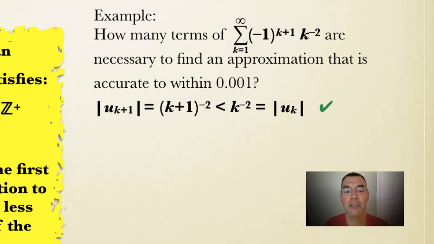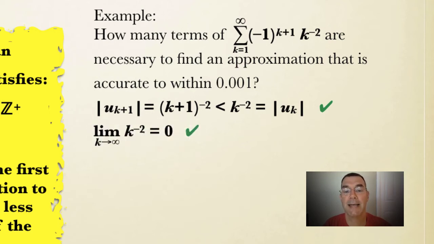Well, the absolute value of the k plus first term is going to be (k+1)^(-2), because the negative ones are meaningless once I'm taking the absolute value. So if there's a negative 1 there, I can just ignore it. That is going to be less than k^(-2), which is the kth term. So it does meet those requirements, where the absolute value of the k plus first term has to be less than the absolute value of the kth term.